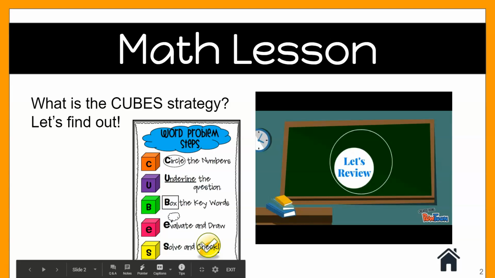Now let's review. There are 5 steps to the CUBES strategy. C for circle all the numbers, U for underline the question, B for box the math action words, E for evaluate the problem by creating a number sentence or equation, and S for solve, where you find the answer to the question.